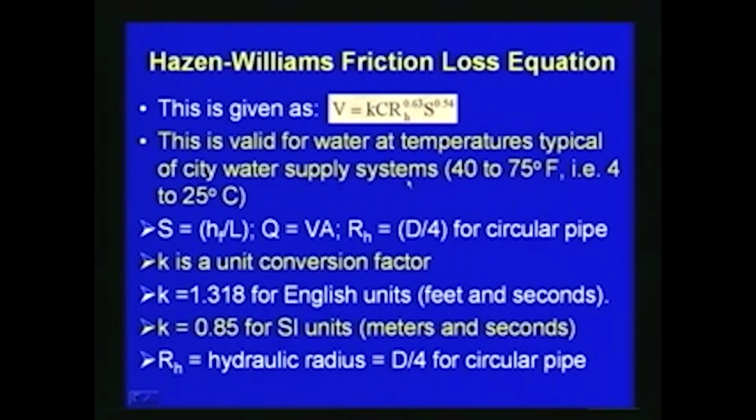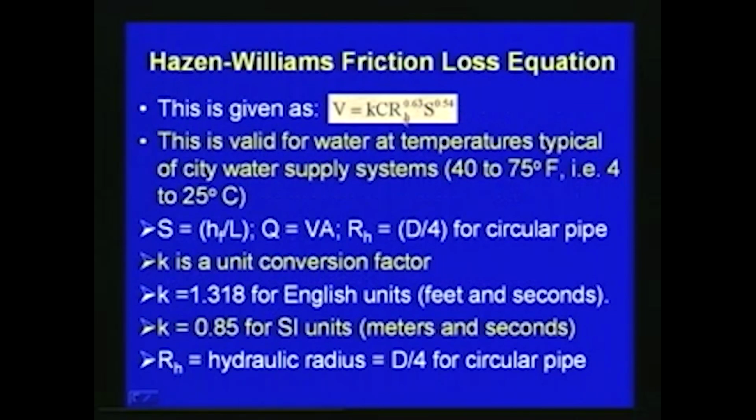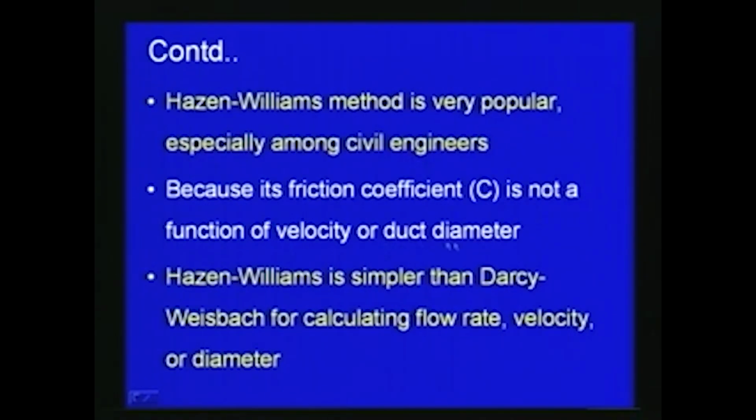So, the Hazen-Williams equation is one of the commonly used equations as far as pipe flow design is considered, other than the Darcy-Weisbach and Colebrook equation which we discussed in detail. But the Darcy-Weisbach equation is much more accurate than this Hazen-Williams equation. Hazen-Williams is one of the popular methodologies for pipe design among civil engineers because its friction coefficient C is not a function of velocity or duct diameter. In literature we can see that various values for C are given.